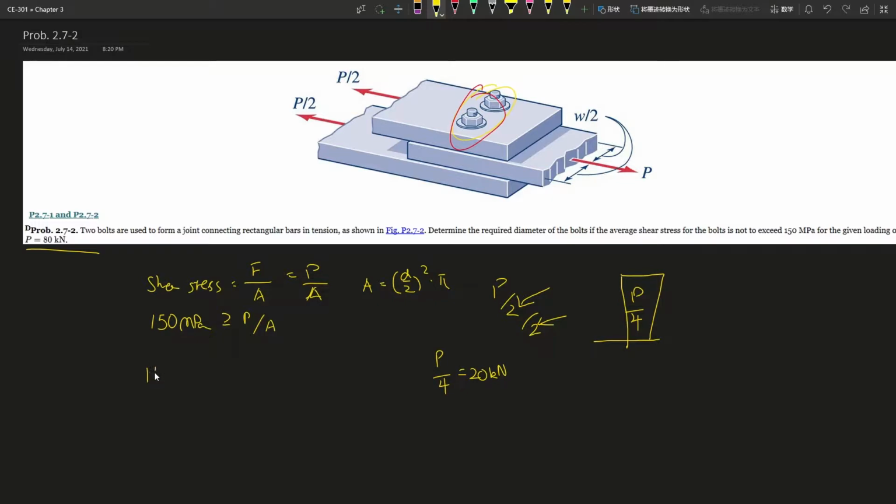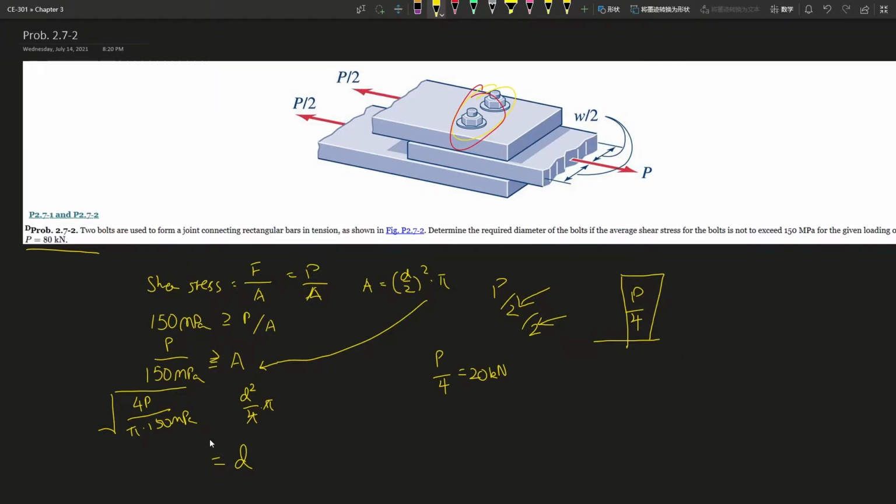This is bigger or equal, so we just treat the P, which is the 20 kilonewtons, as equal to A times the stress, bigger or equal. Then we change it in here, so A equals D squared over 4 times pi. So you divide by pi and multiply by 4, so it's 4P over pi times 150 megapascal. This is D squared, so we square root the other side, and this should give us the value of the diameter.